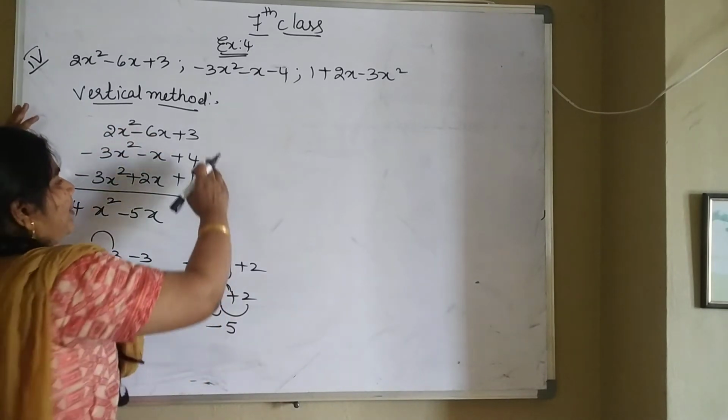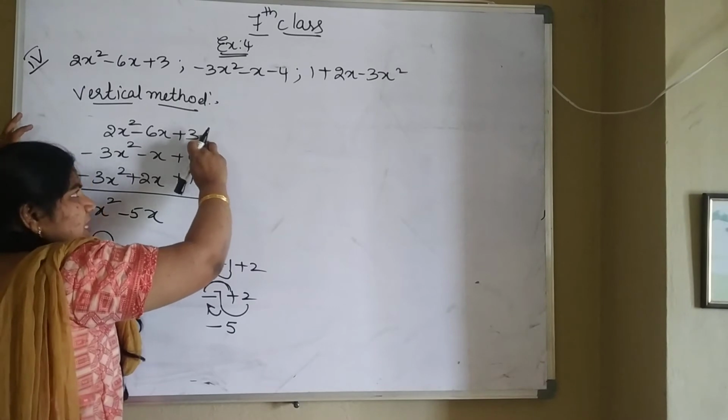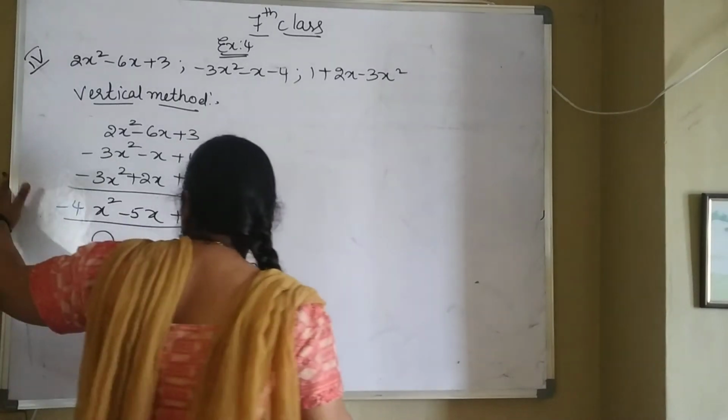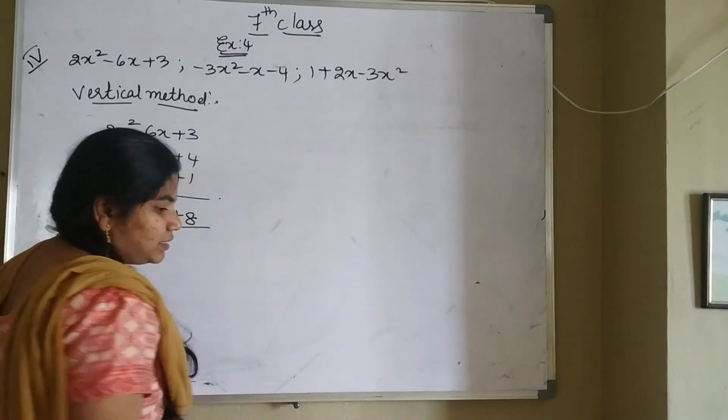Now in this case, plus 3 plus 4 plus 1. So 4 plus 3, 7. 7 plus 1 will be 8. So what you got as the result? You got minus 4x square minus 5x plus 8.